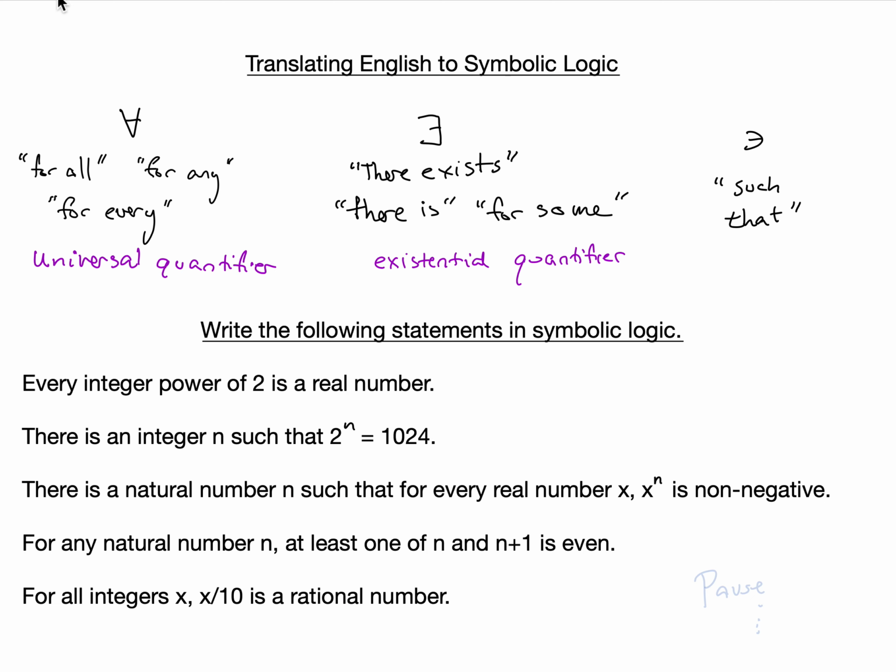So I would like you to take a look at the following statements and write them in symbolic logic. You can use those symbols above as well as other symbols we've had so far, like and, or, not, if and only if you wish. So take a look at these, write each of these statements in symbolic logic, grab some paper and pause, and we'll talk about them together.